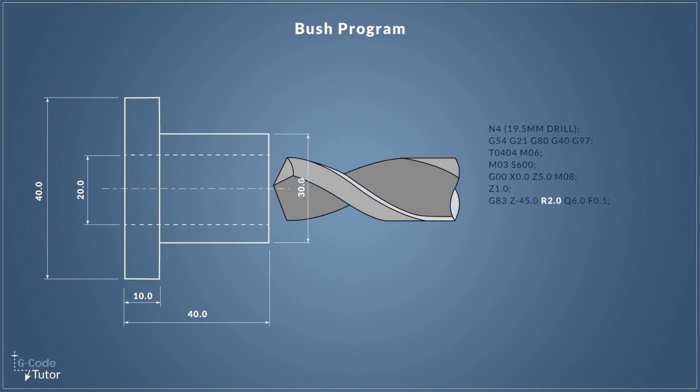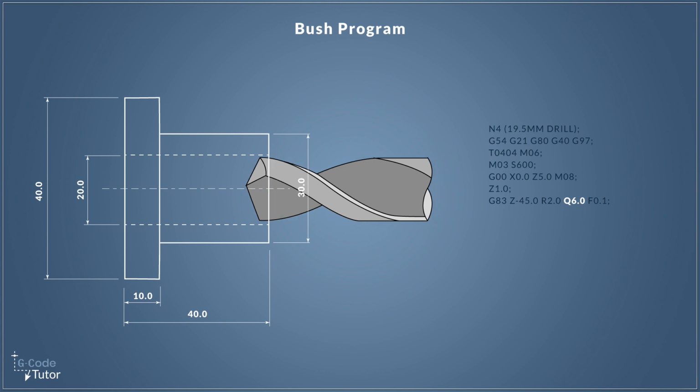Our R value is our retract distance from the datum. So after we're plunging into our bore, we're coming back 2 millimeters off the face of the part after each peck. And this allows the coolant to get in there and flush the swarf out the bore and keep everything nice and cool. Now Q value is our depth of peck. So each 6 millimeter cut is going to stop, retract, go back in, and then cut for another 6 millimeters.